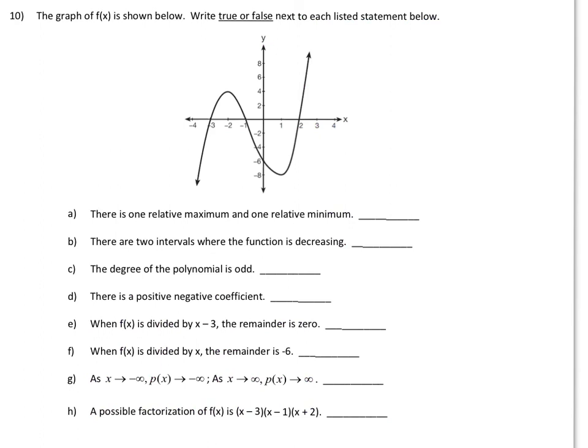Number 10 asks us to write true or false next to each statement. Okay, so we're looking at this graph right here, right? And let's see, letter A, there is one relative maximum and one relative minimum. Well, that's true, right? This right here is a relative maximum. It's the highest point in a particular section of the graph. It's the top of a bump. And this right here is a relative minimum, right? It's the lowest point in a particular portion of the graph. Okay, so this is true.